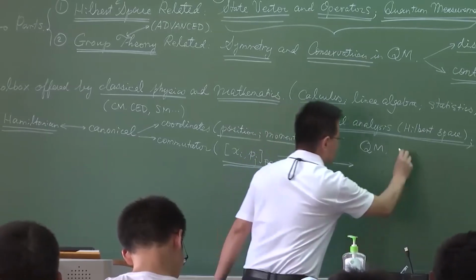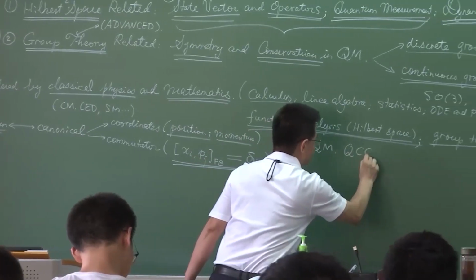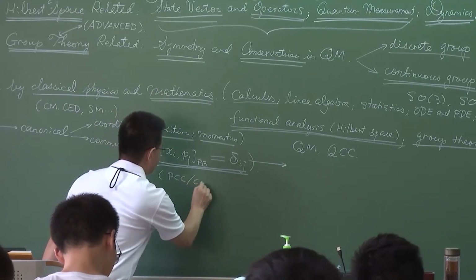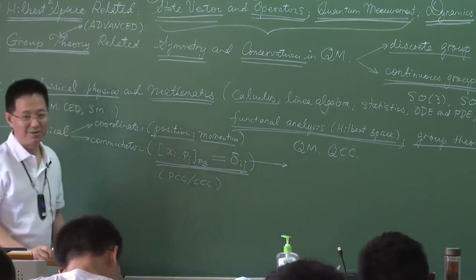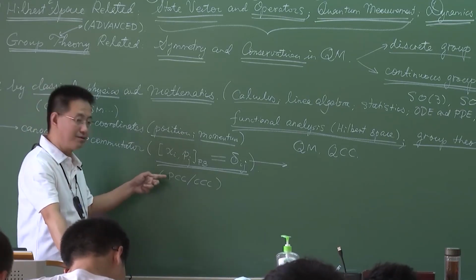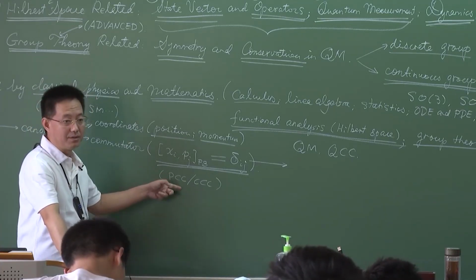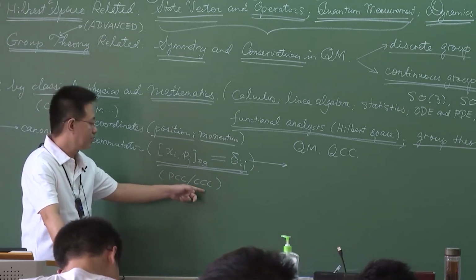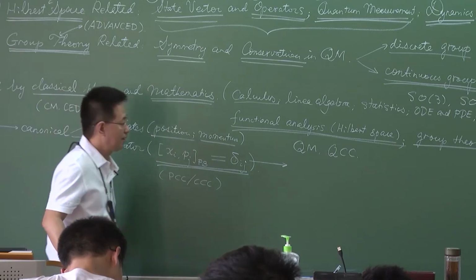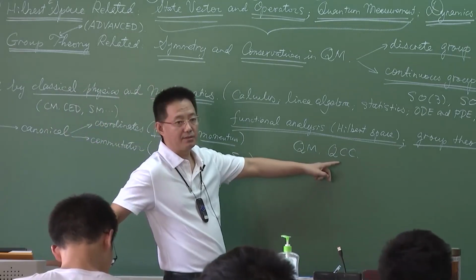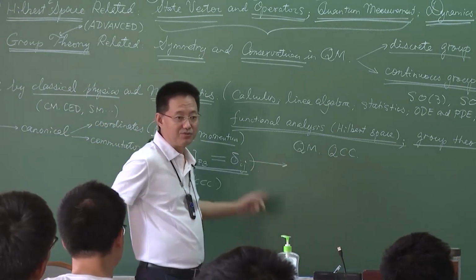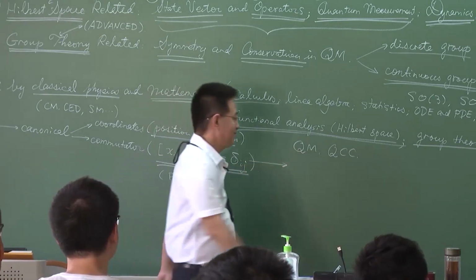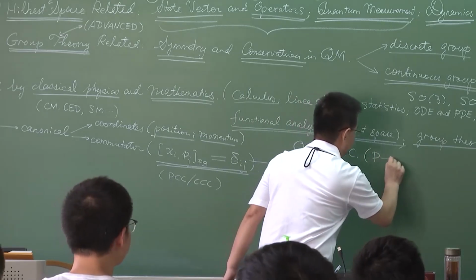In quantum mechanics, we'll have the QCC. This is the PCC or the CCC, right? PCC means Poisson canonical commutator, and CCC is classical canonical commutator. That's the same. And QCC means the quantum canonical commutator. So now from P, you generalize to Q. That's a generalization from P to Q.